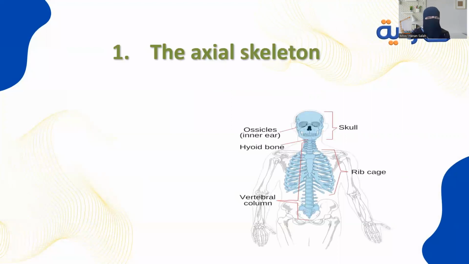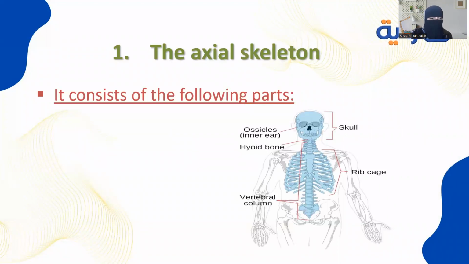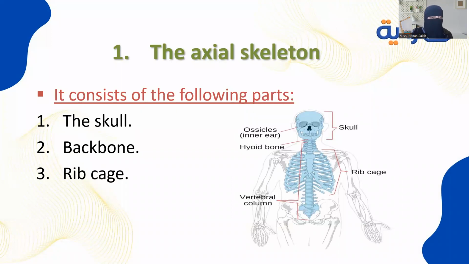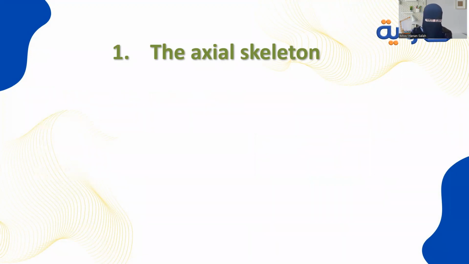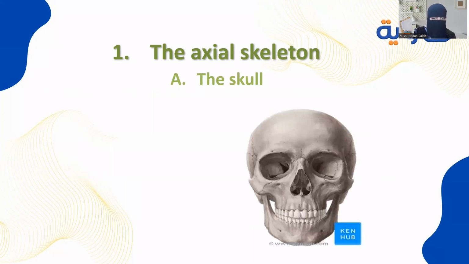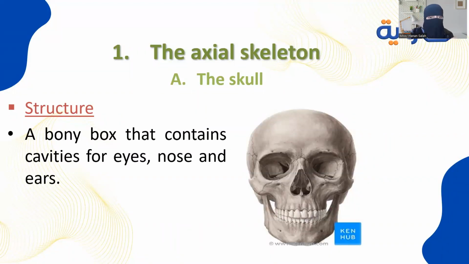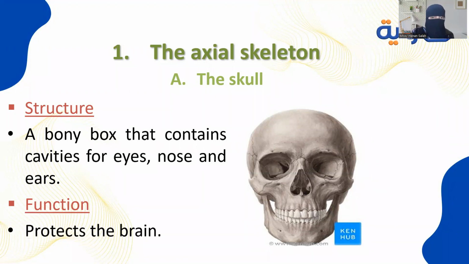The axial skeleton consists of three main parts: skull, rib cage, and backbone. Why do we need the skull, backbone, and rib cage? Let's see together. Number one, the skull. It's like a bony box, as you see here in the picture, and it has cavities for your eyes, nose, mouth, and ears. It also protects your brain inside it, because we said before in the nervous system that the brain is located inside the skull to protect it from any harm. So that is the first part of the axial skeleton, the skull.